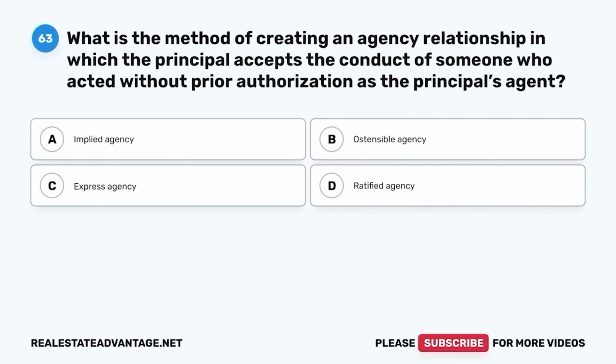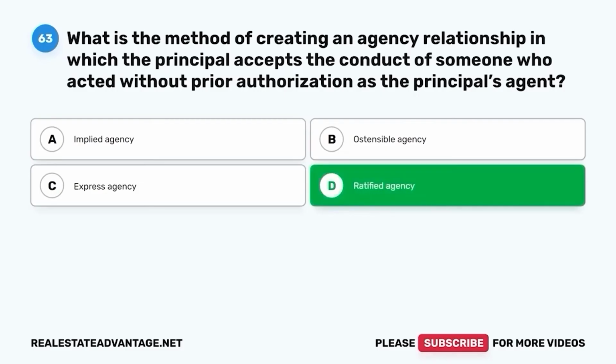Question 63. What is the method of creating an agency relationship in which the principal accepts the conduct of someone who acted without prior authorization as the principal's agent? A. Implied agency. B. Ostensible agency. C. Express agency. D. Ratified agency.